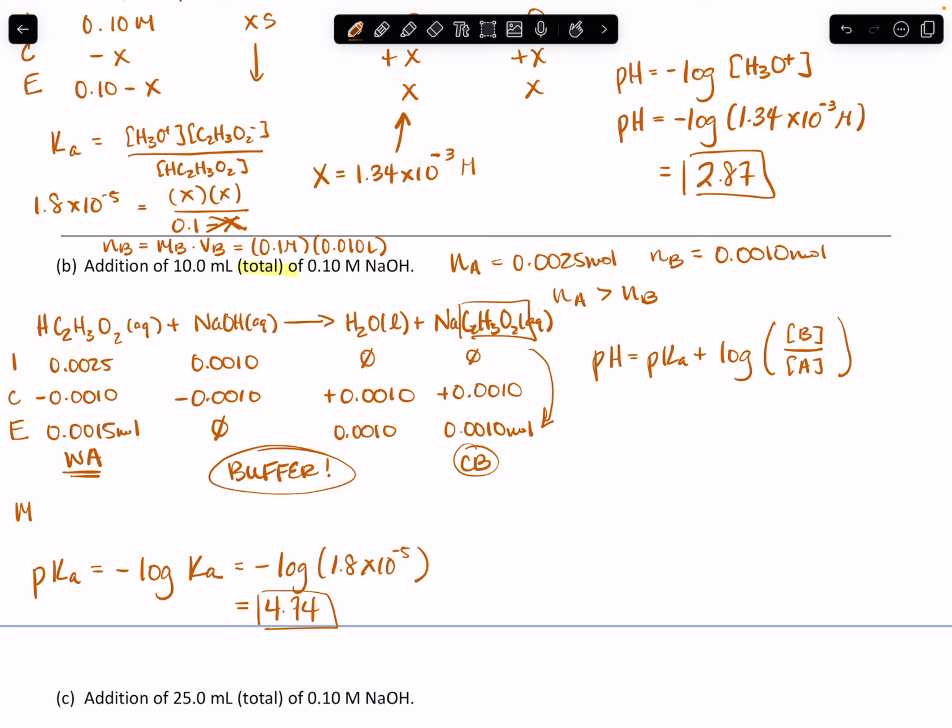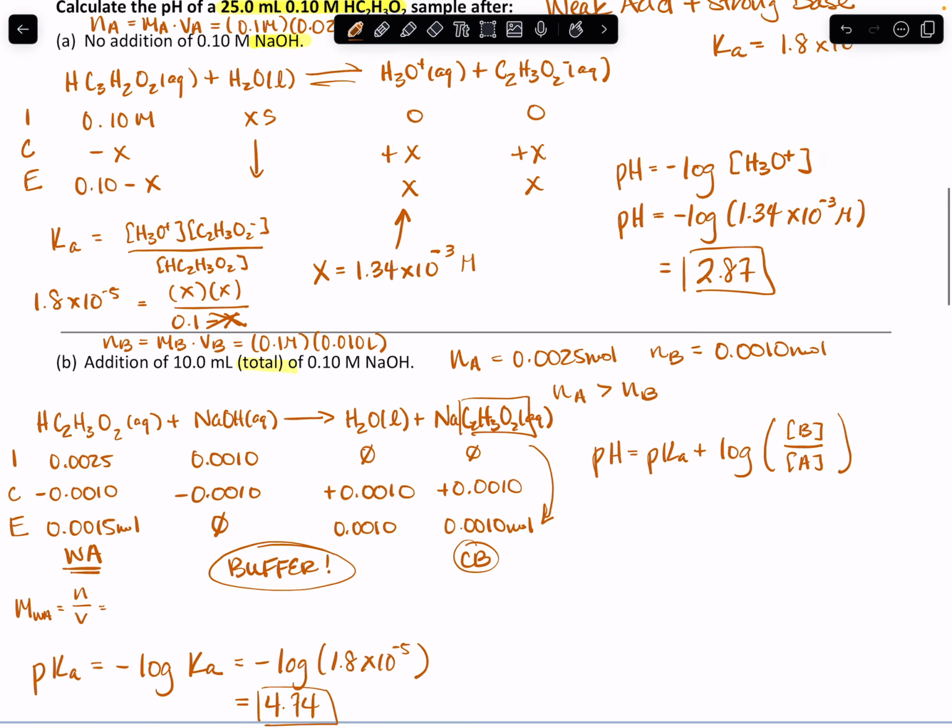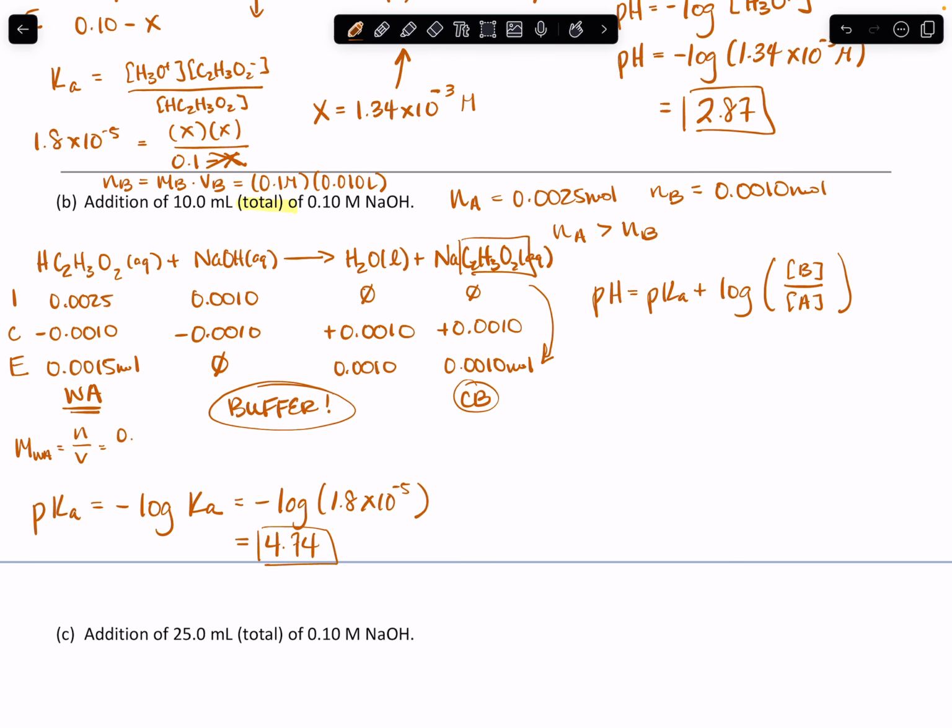Now the molarity of my weak acid is going to be equal to the moles divided by the volume. I had 25 milliliters, and I added 10. So 0.0015 divided by a total of 0.035 liters. That means my concentration of acetic acid that remains is 0.043 molar. I'm going to do the same thing for my base, the moles of my conjugate base divided by the volume, so 0.001 divided by the same volume, 0.035 liters.